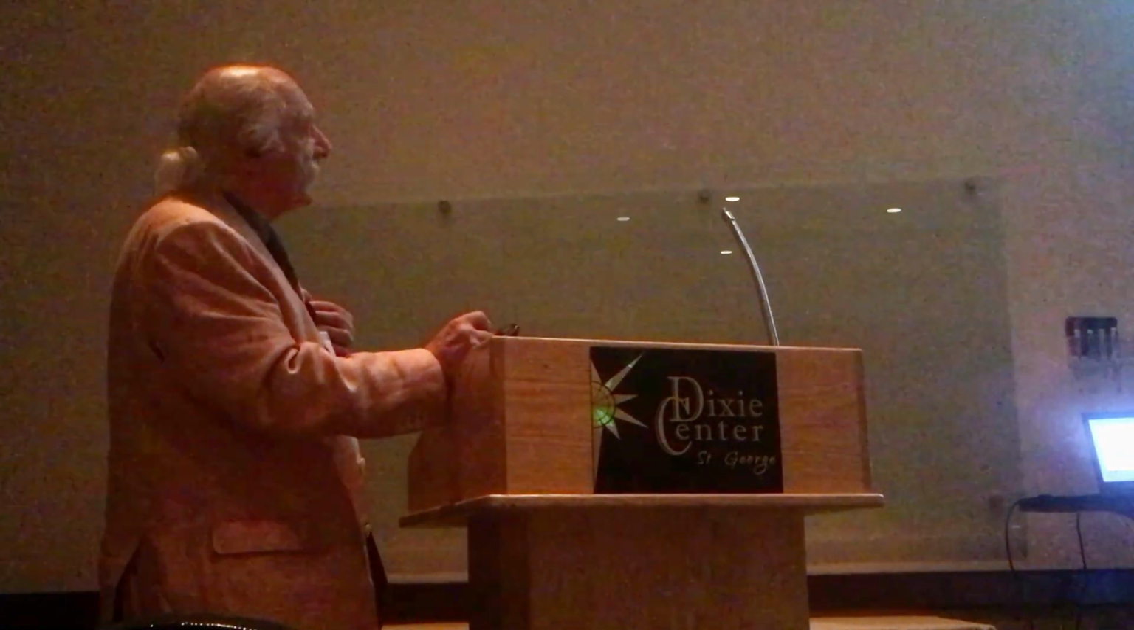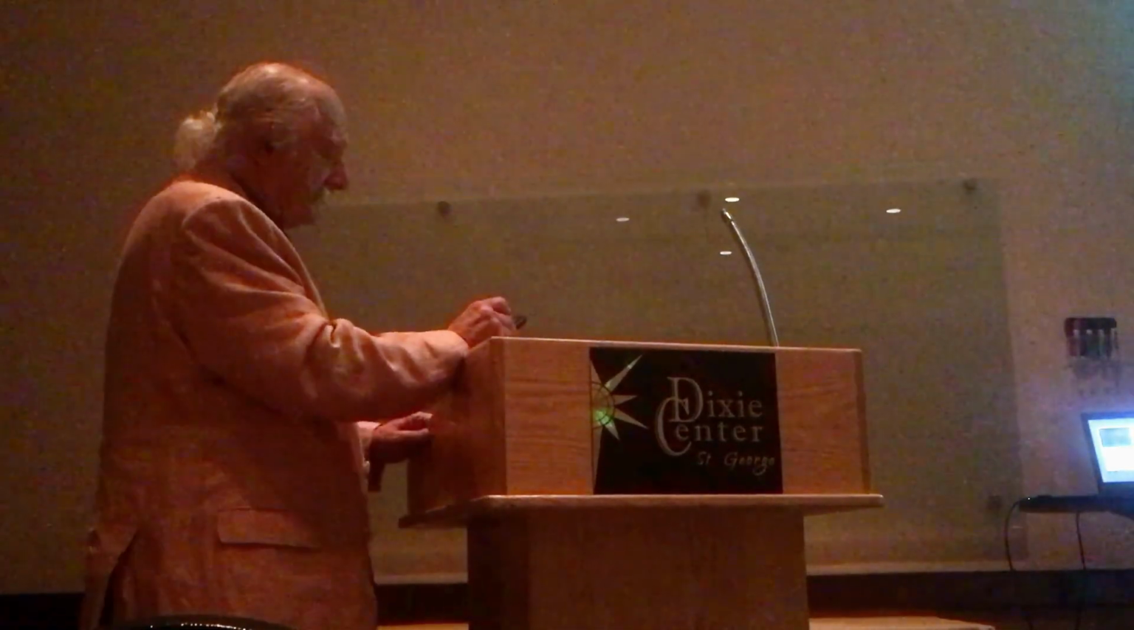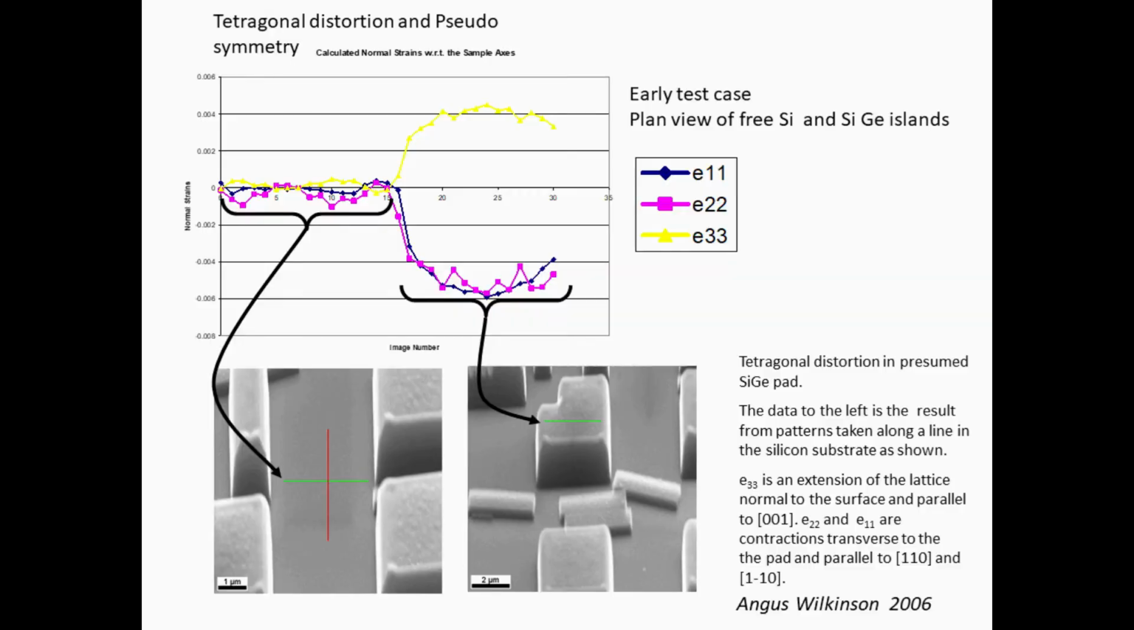This is an old slide of Angus Wilkinson. It was taken to show that we could accurately measure the strain in germanium silicon. So this green line is the silicon substrate, and these are the E11, E22, E33 measurements along there. And when you get into the germanium silicon, it goes tetragonal, and you see the C-axis has come up here, and the A and B axes are down here. So we can easily see the tetragonal distortion in that germanium silicon.